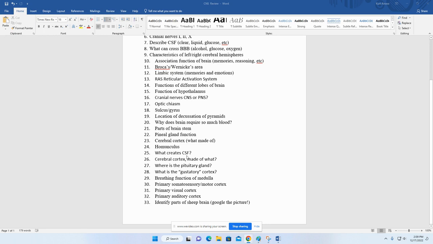Where are we at here? Creates CSF, cerebrospinal fluid. That's the choroid plexus. Choroid plexus makes CSF. Cerebral cortex, what was it made of? I just did that one. All right, so 26 is a repeat.